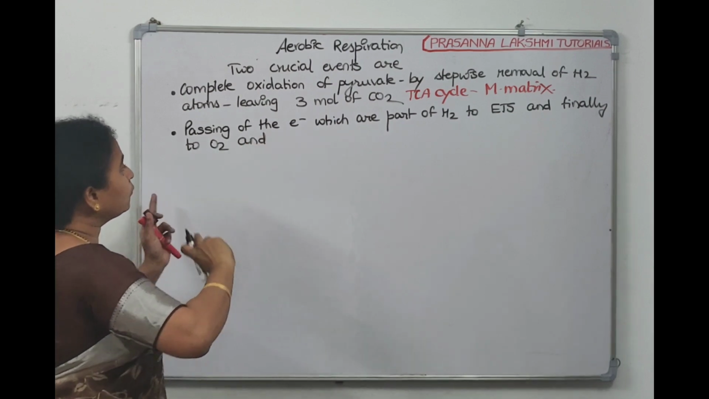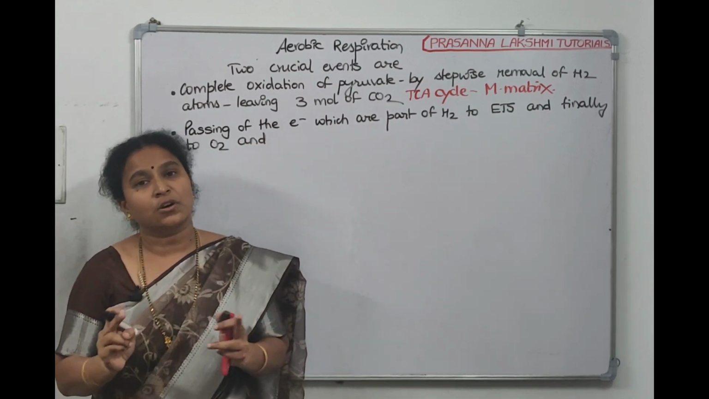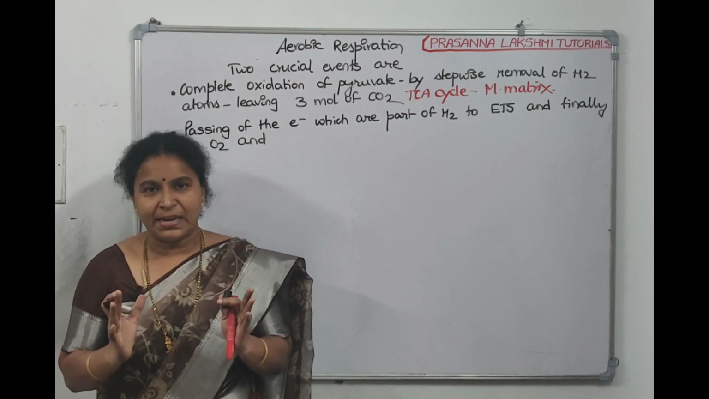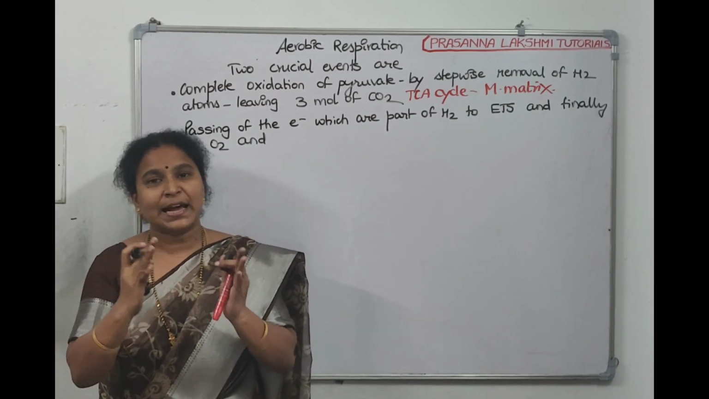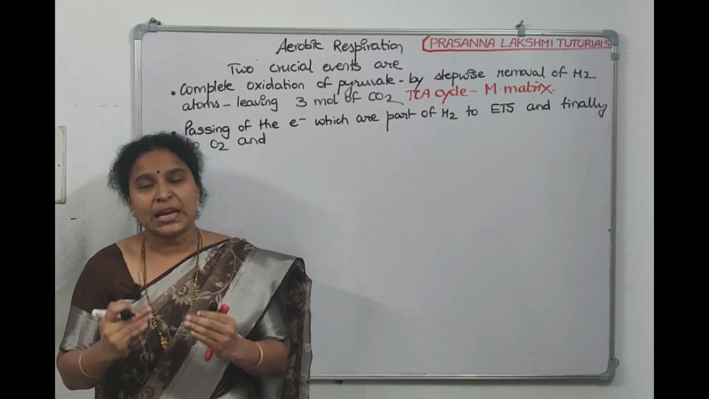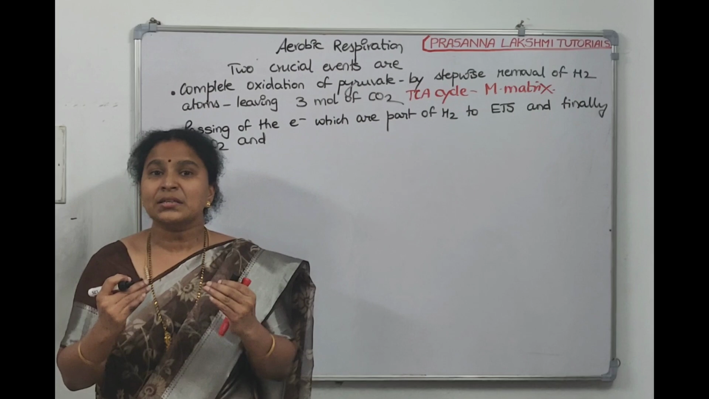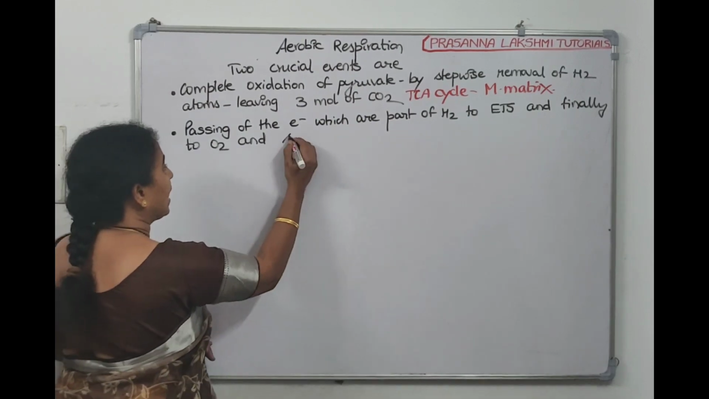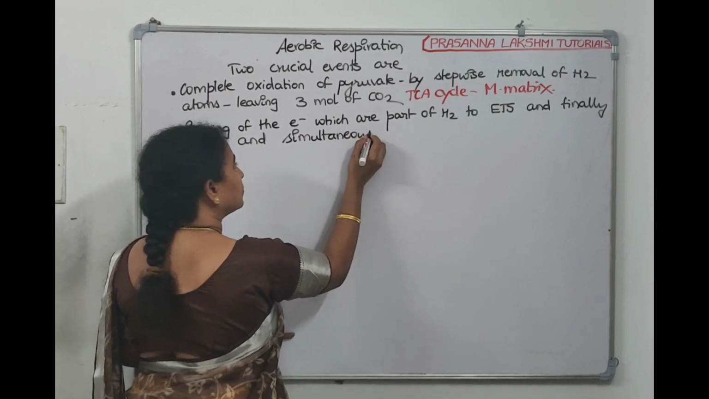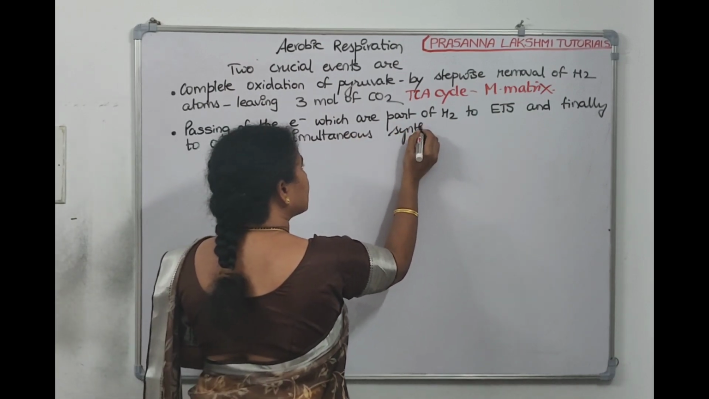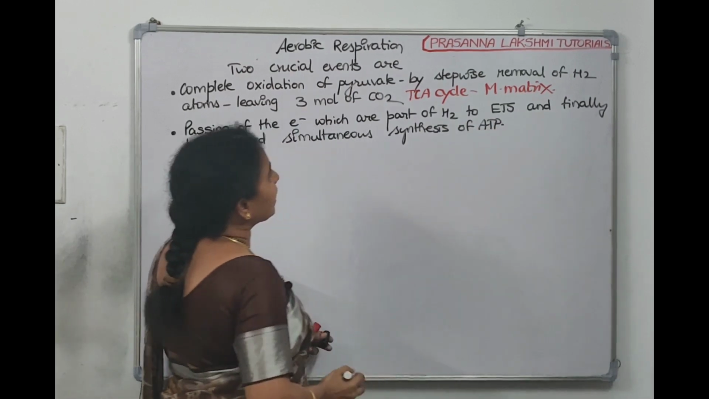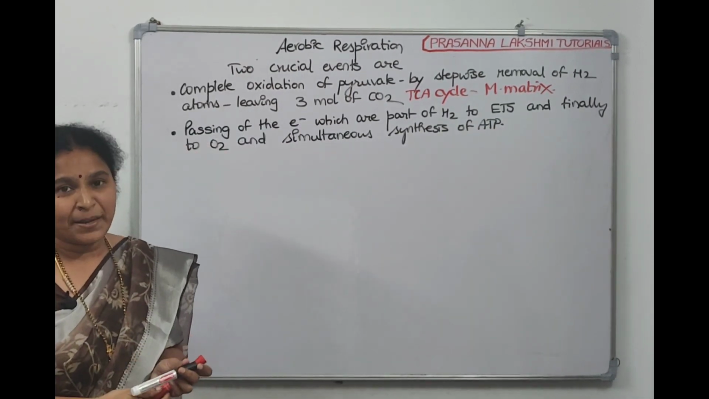When we are giving off those hydrogens, those electrons, to oxygen, then there will be simultaneous synthesis of ATP. When the electrons are moving from one carrier to another carrier, a proton gradient will be built up that helps in synthesizing ATP. This is the second step of aerobic respiration.